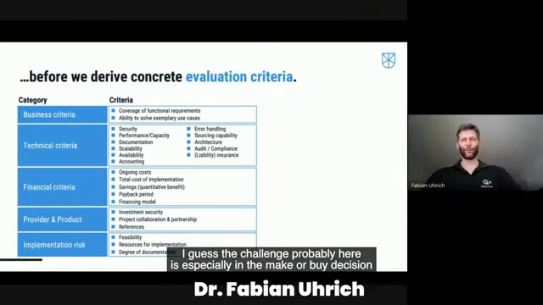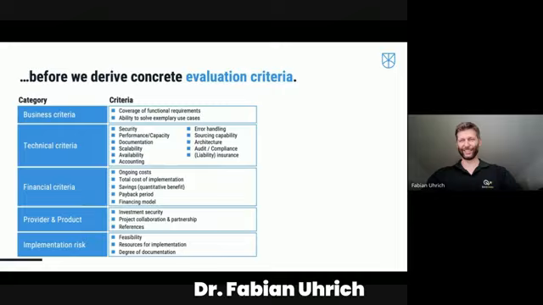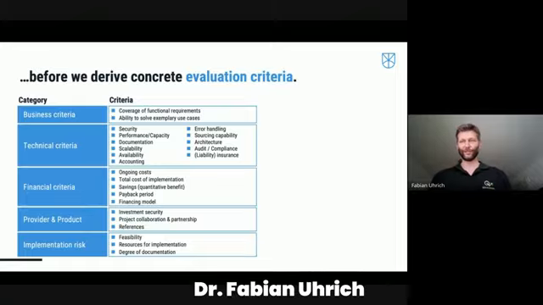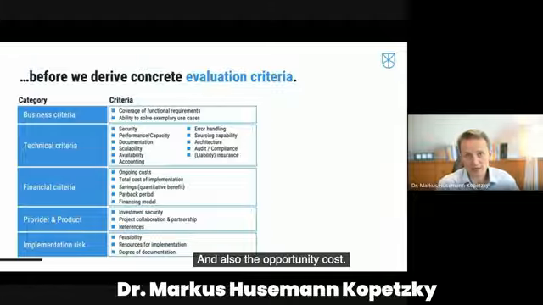I guess the challenge probably here, especially in the make or buy decision, is that people don't forget the cost of make, also in the long run, to maintain and continuously improve and adapt the software solution if it's built in-house, right? Yes, you're right. And also the opportunity cost.